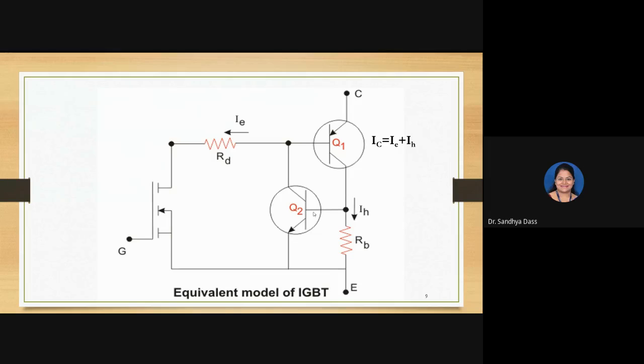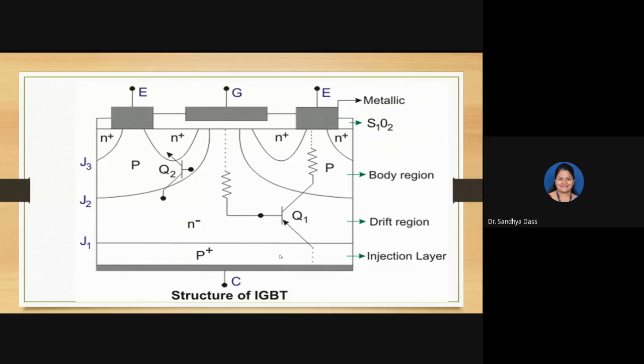IC is equal to IE plus IH, where IE is the current due to the injected electrons from collector to emitter through the injection layer, drift layer, and finally the channel formed.